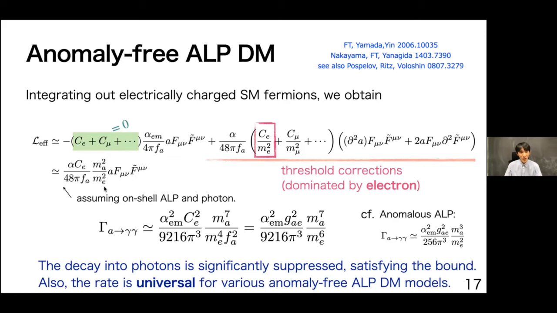But it does not only avoid the X-ray bound, it also predicts an X-ray line with a definite strength, because this threshold correction is dominated by the electron, and this fact is universal for various realizations of the anomaly-free ALP dark matter. The partial decay rate is proportional to the axion mass to the 7th power. Okay. You might not be familiar with this peculiar dependence, but actually this result is very similar to the naively estimated decay rate of neutral pions before the discovery of the anomaly.